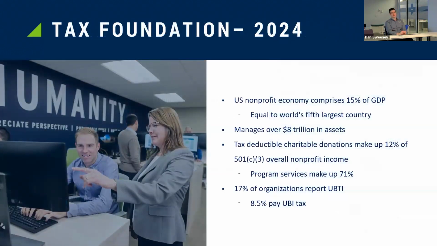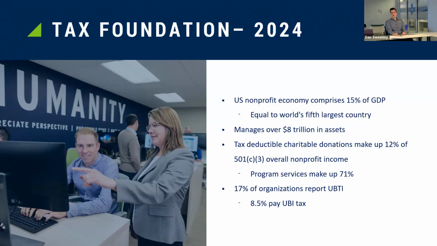The Tax Foundation also released a report of where we sit for charities. And what they came out and said is that if you actually look at the US nonprofit economy, that's about 15% of the US GDP. And if you translate that over, charitable activities would be the 5th largest country in the world for GDP for what all goes on. There's over 8 trillion in assets that are managed by different charities in the US.